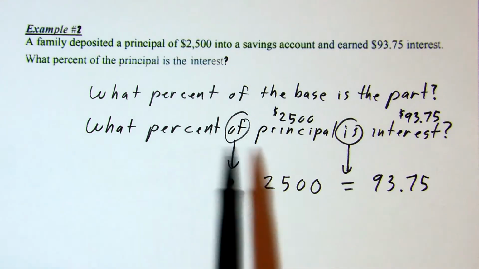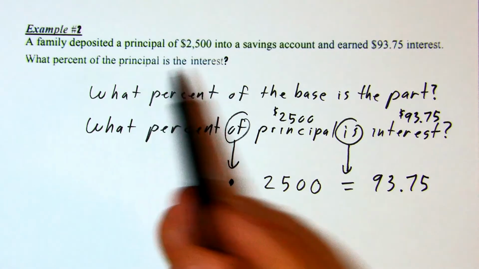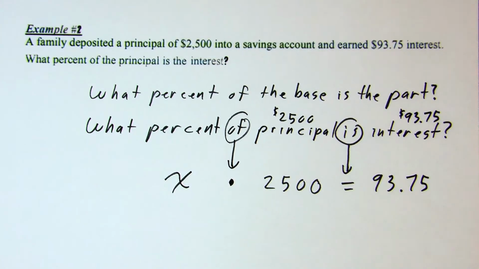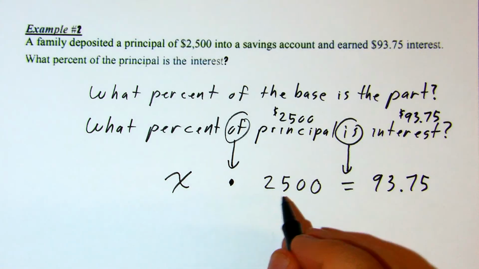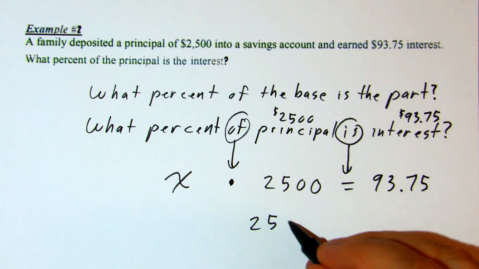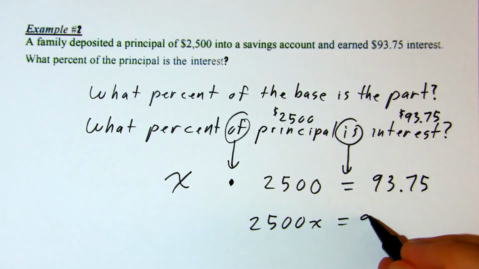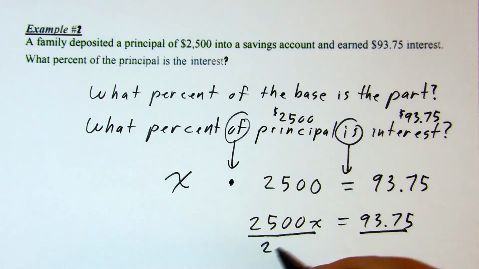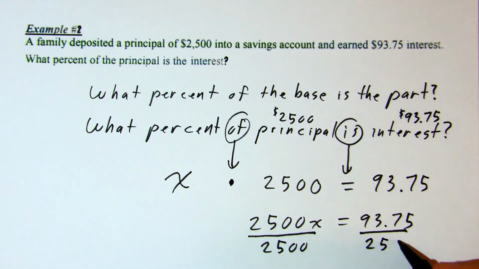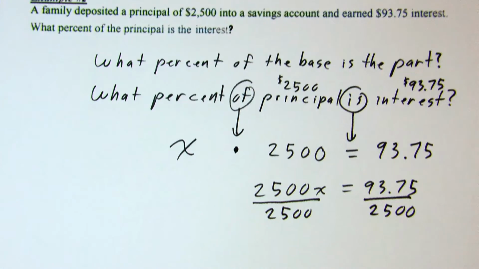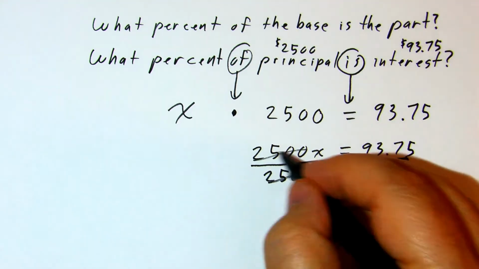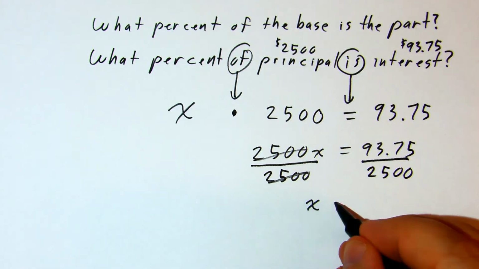What percent? Well, we're trying to find the interest rate. It says what percent of the principal is the interest, so that's our x. To continue the algebra, x times 2,500 is 2,500x equals 93.75. We divide both sides by the coefficient of x. And on this side, the coefficients of x and the number below cancel, giving us just x.